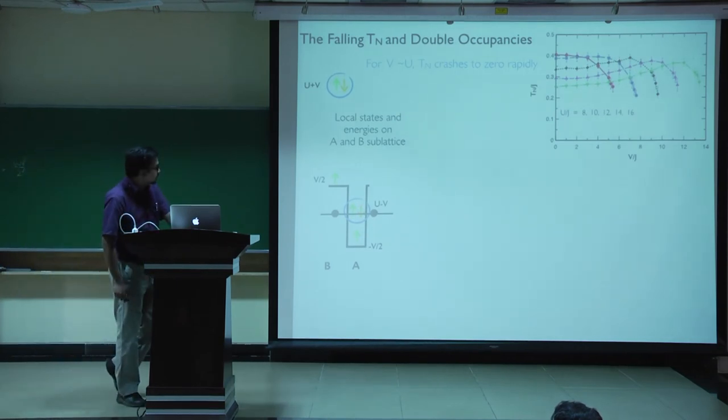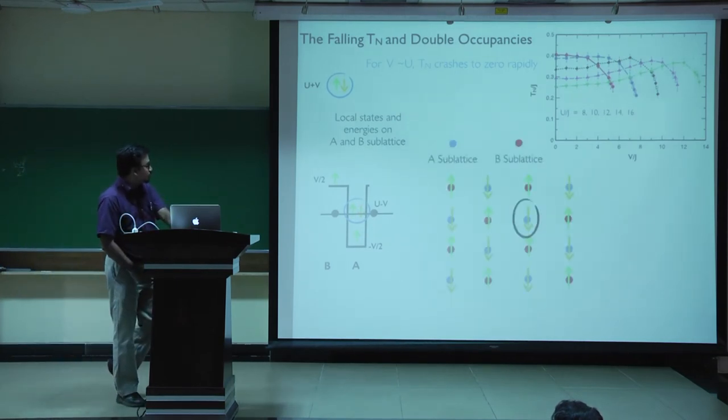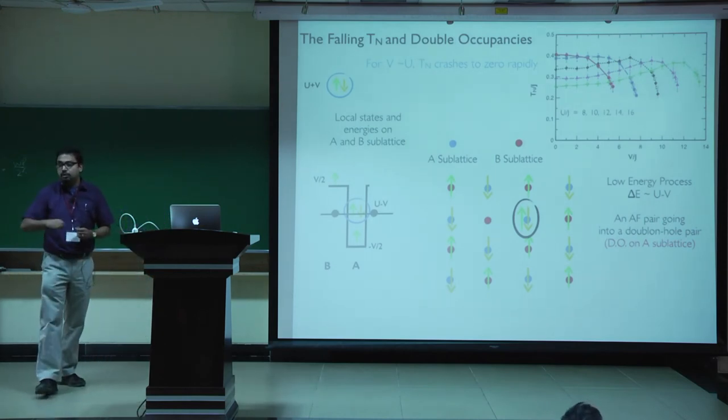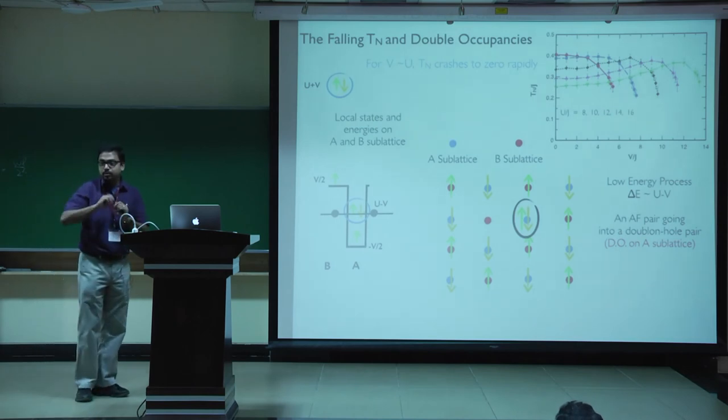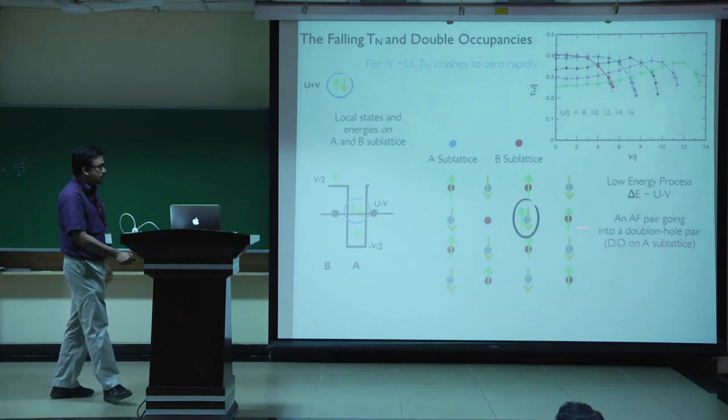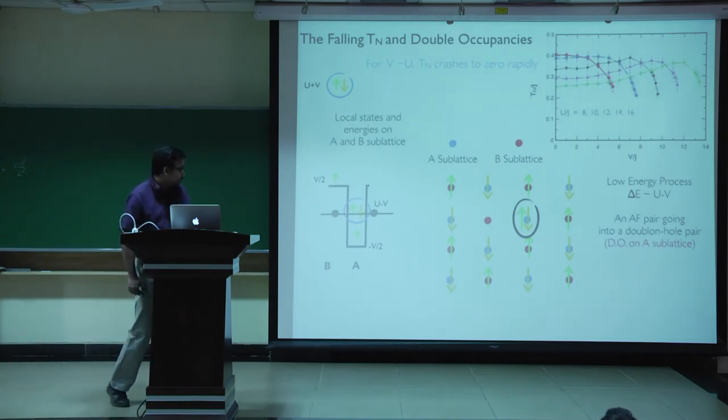But U minus V now is small, so if you take this where you are forming this guy on the A sublattice, what you see is that the delta U is small, and hence this would be an allowed process. So it's not the hopping of holes, but this resonance between the double occupancy state and the antiferromagnetic state that's going to kill your antiferromagnetism.